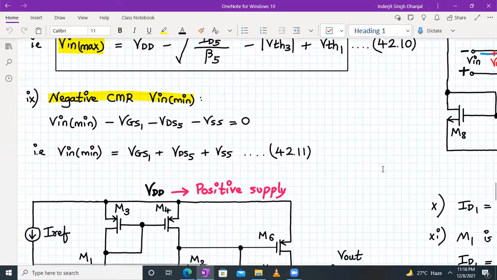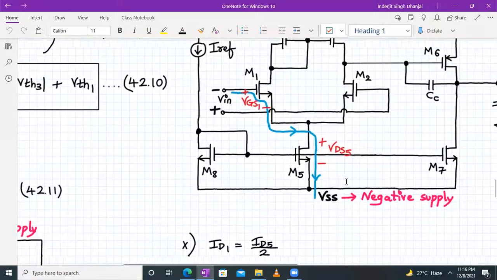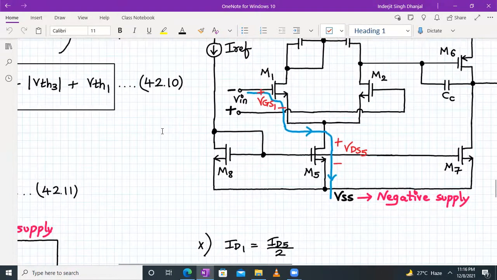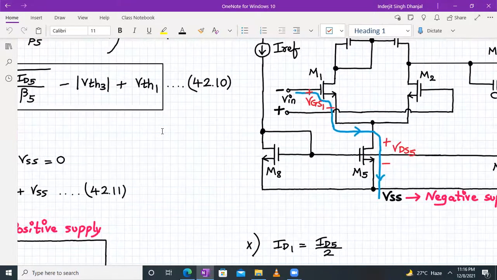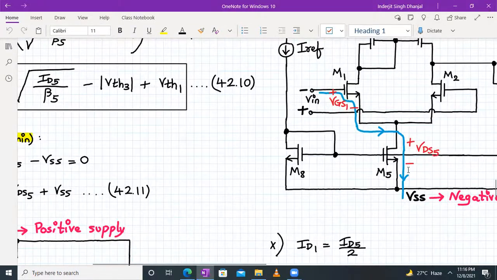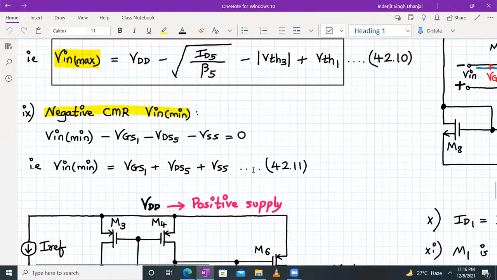Now, similarly, we'll calculate the negative CMR, Vin minimum. So your Vin minimum, if you consider this loop over here, right? Now, remember, VSS is my negative supply. So if you follow this part of this blue color trace, you will get Vin minimum minus VGS1 minus VDS5 minus VSS is equal to 0. Correct? So your Vin minimum will be equal to VGS1 plus VDS5 plus VSS value.